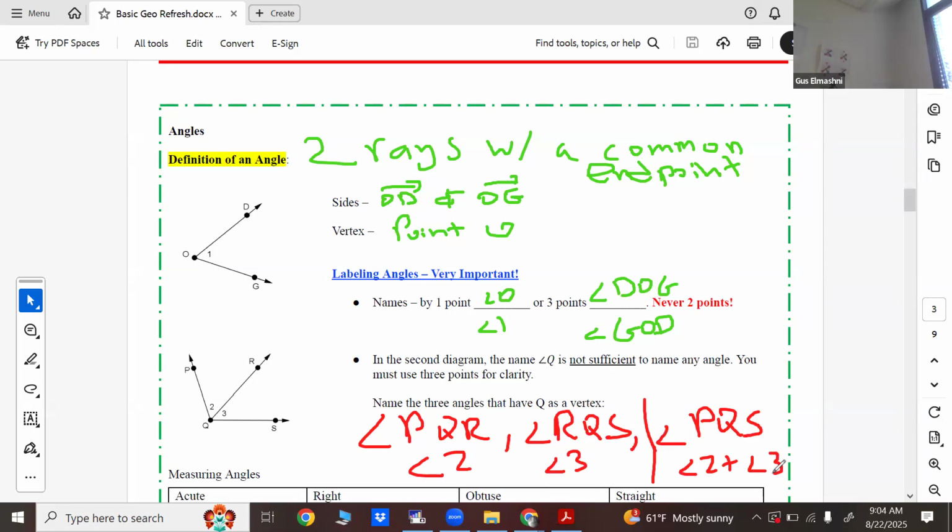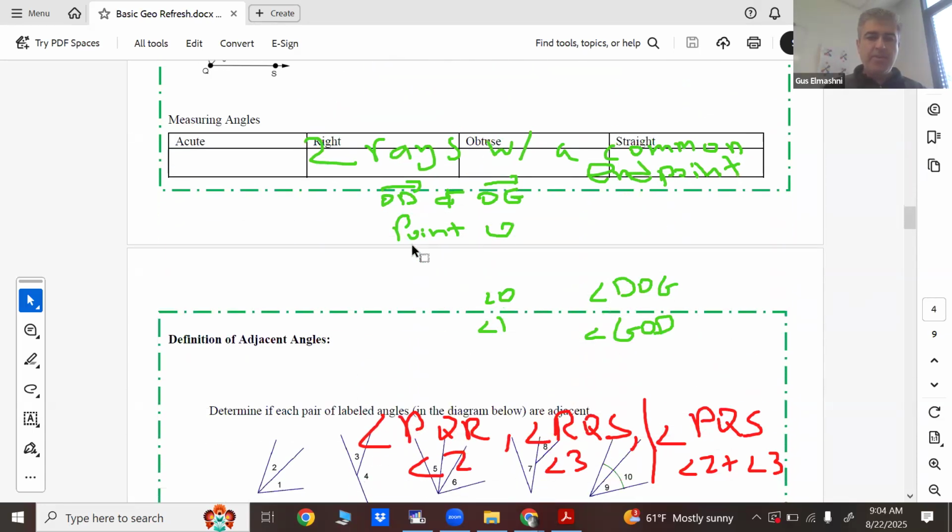I don't know what you're talking about. So if you want the big angle, give me PQS. If you want the little one, give me the little one. So make sure you're mindful about that. Sometimes we have to use 3 points. We have no choice. Okay, then let's do this part here.